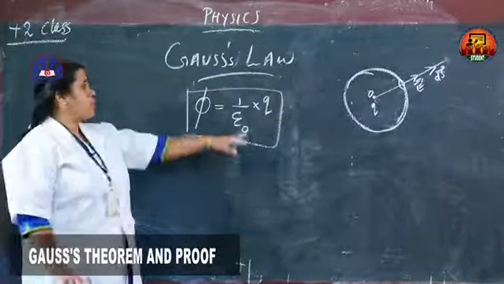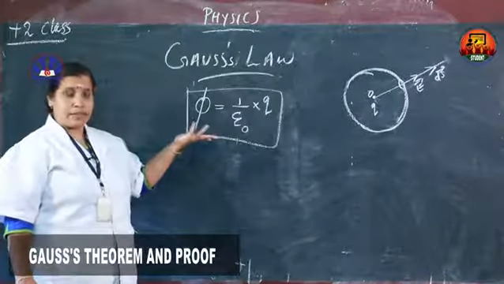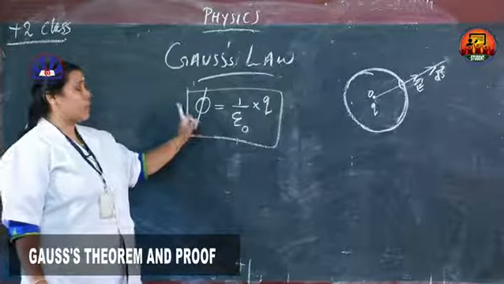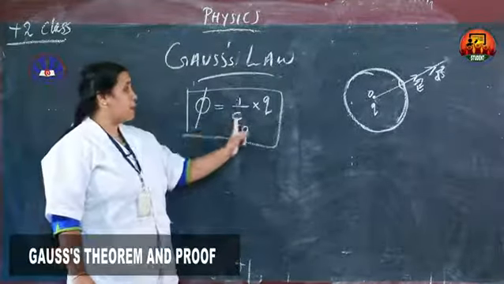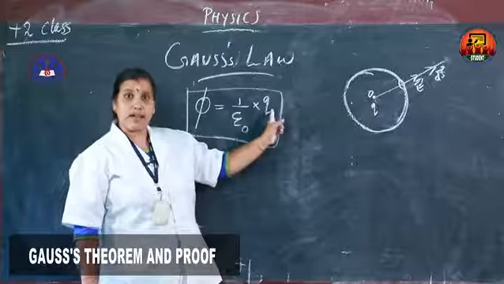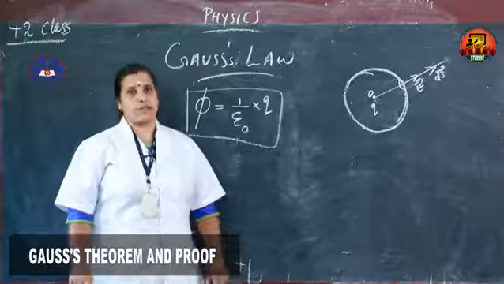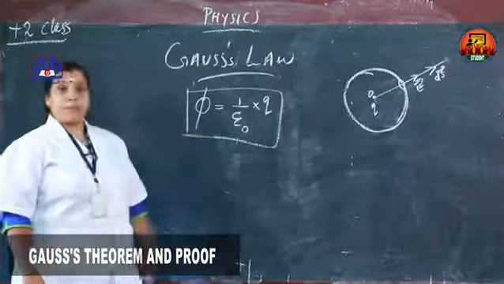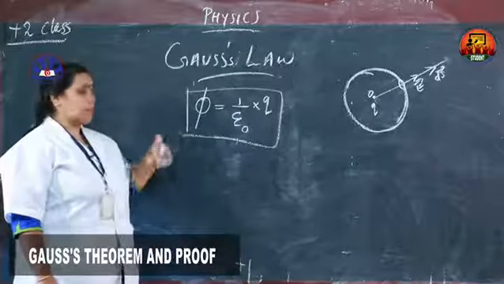Very important one. From the mathematical side, we can define it: the total electric flux over a closed surface is 1 by epsilon 0 times the net charge enclosed by the surface. Now, coming to its mathematical proof, how can we prove this?